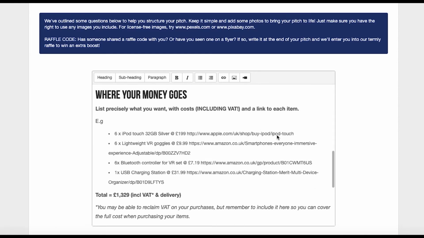Next, where your money goes. Here you itemise your purchases. This is an important part of the process as donors love transparency and to know exactly what they are donating towards. Remember to include VAT, delivery, and factor in 2% credit card charges to the total, and check that the total matches your funding target above.